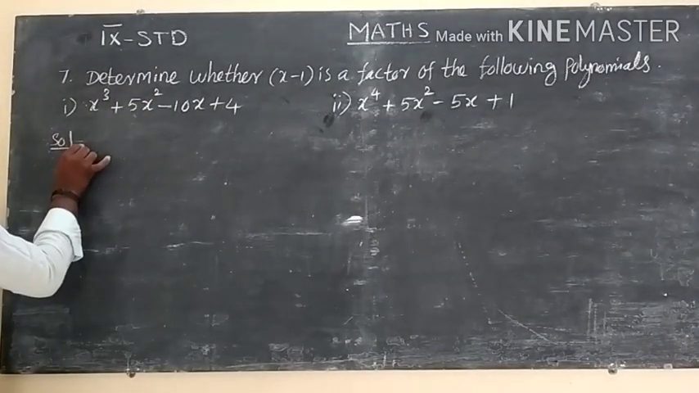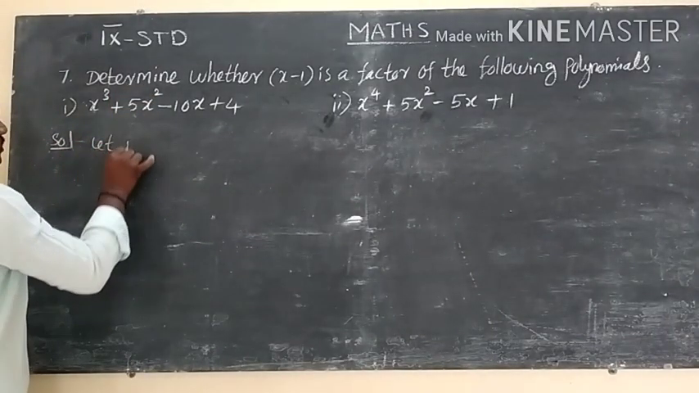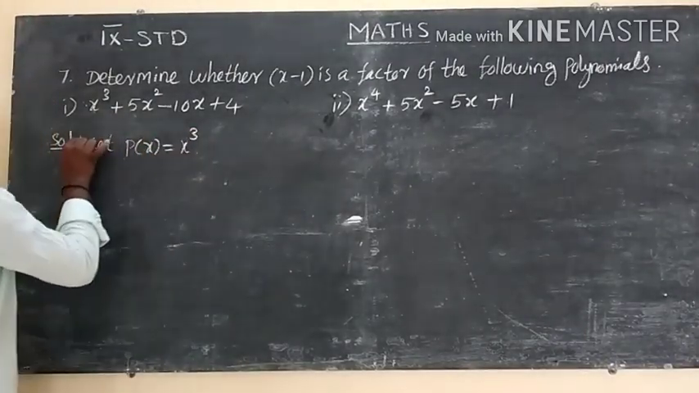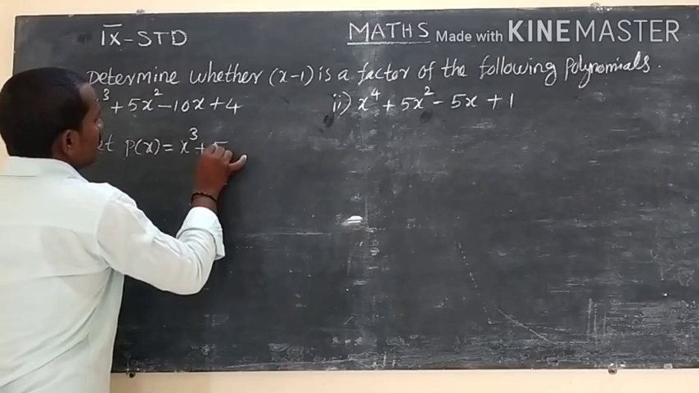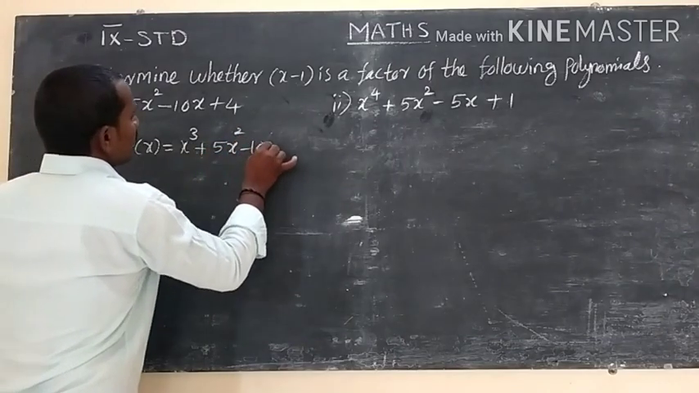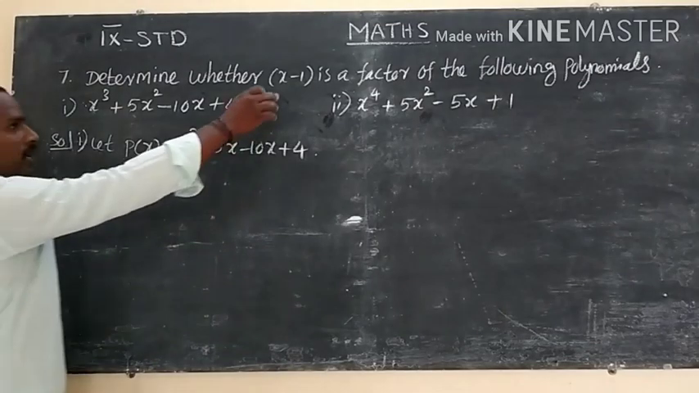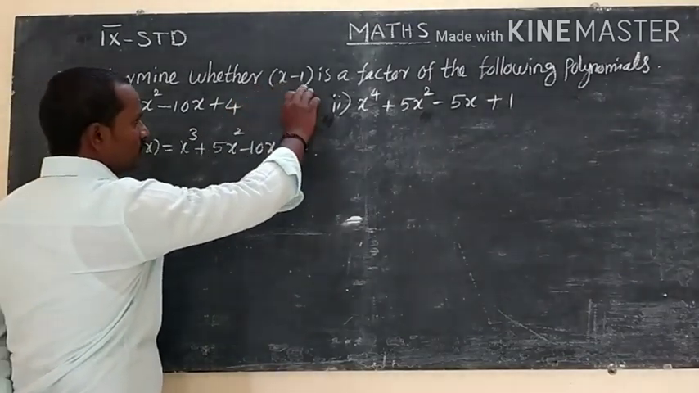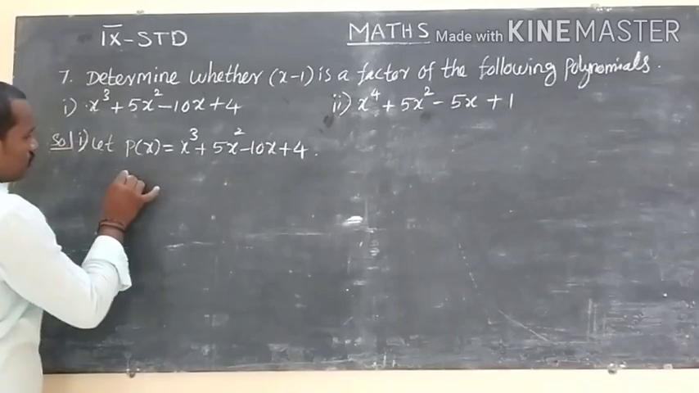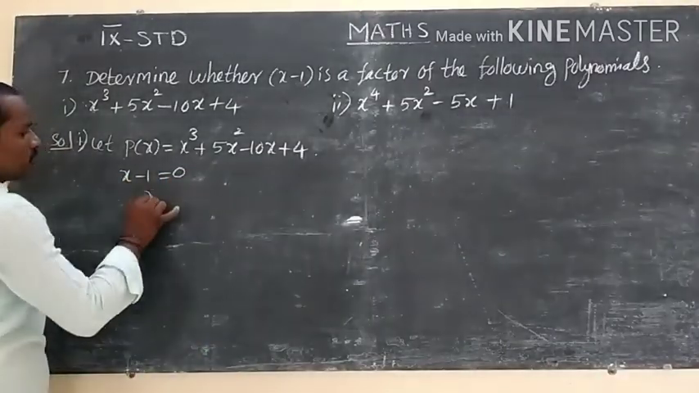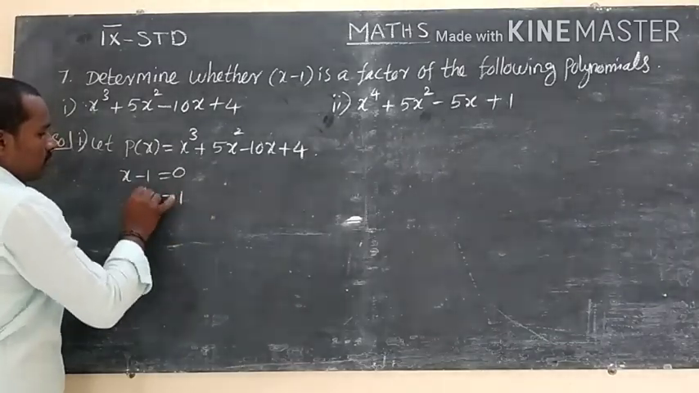So the solution: let us take p of x equal to the given polynomial. This is the solution of the first question. Plus 5x square minus 10x plus 4. Okay. So here the divisor is x minus 1. That means x minus 1 is a factor. So x minus 1 equal to 0. Find the zero of the polynomial. So x is equal to 1.